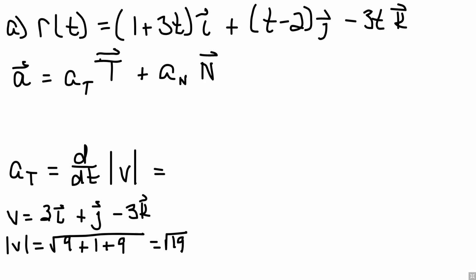So for a sub t, I'm going to take the derivative with respect to time of the magnitude of the velocity, which is the square root of 19, which is going to give us what?